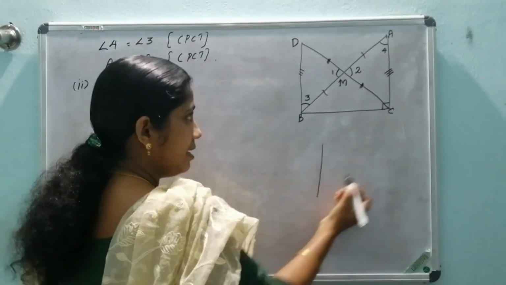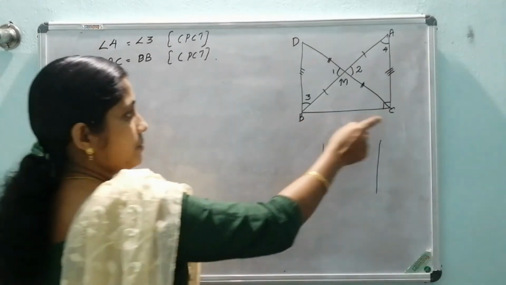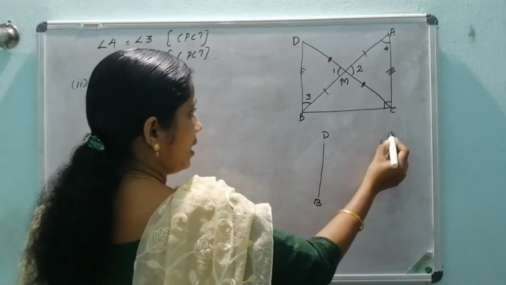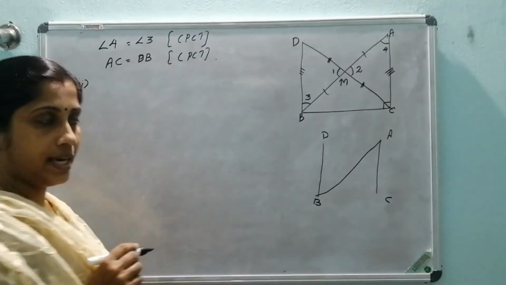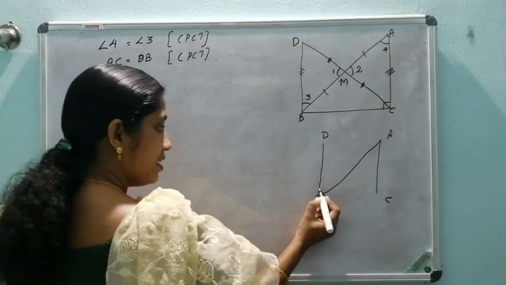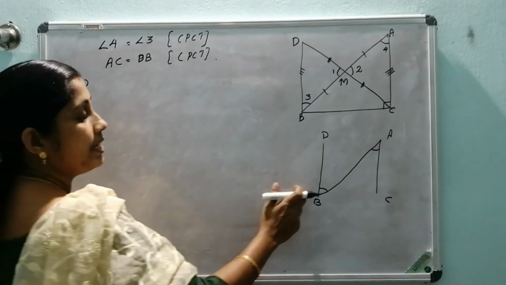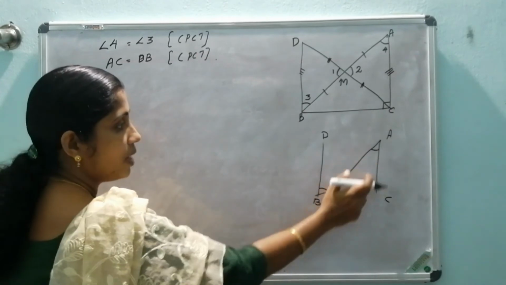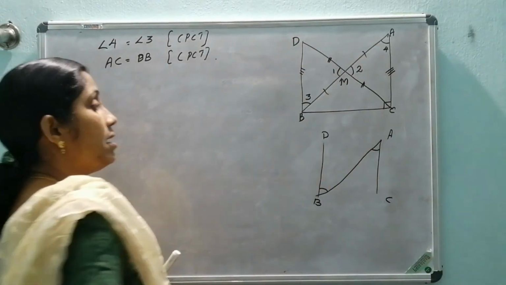BD and AC, what is specified in the question? Look at these two lines, BD and AC, and this line, transversal AB. It is given that this angle and this angle are equal. That means alternate interior angles are equal. If the alternate interior angles are equal, then those two lines will be parallel. We already studied that theorem.